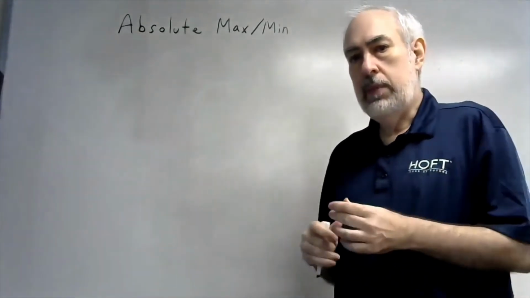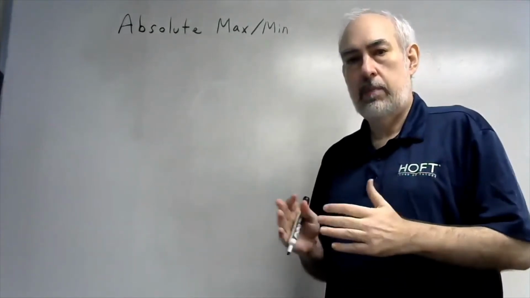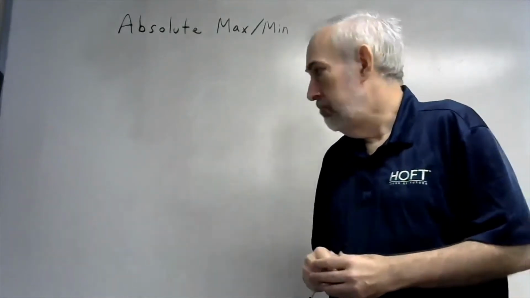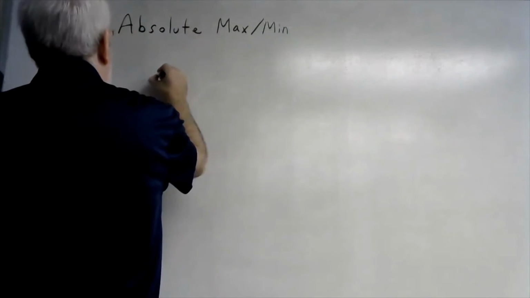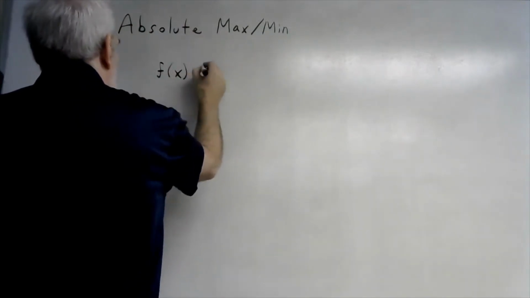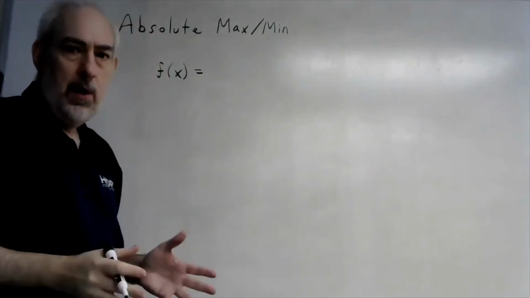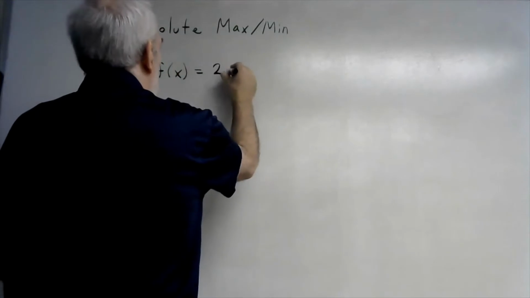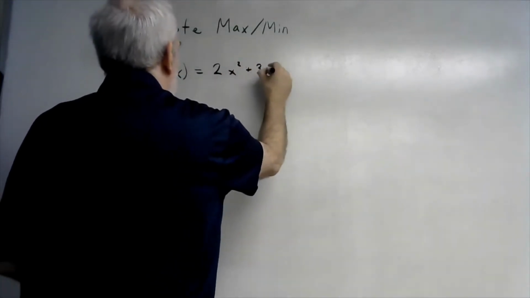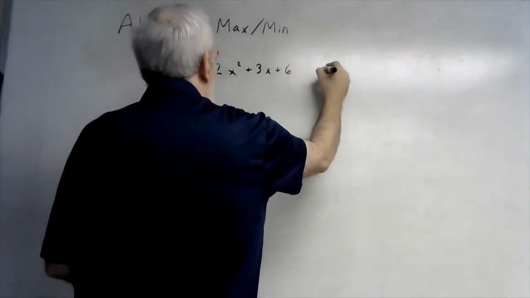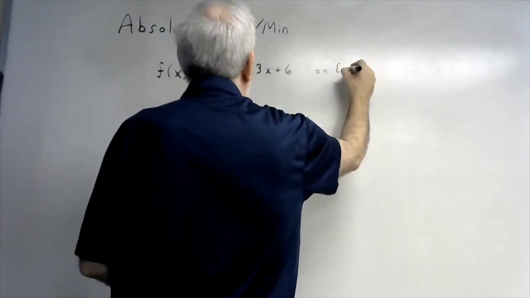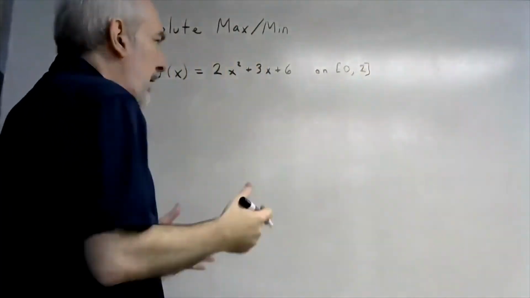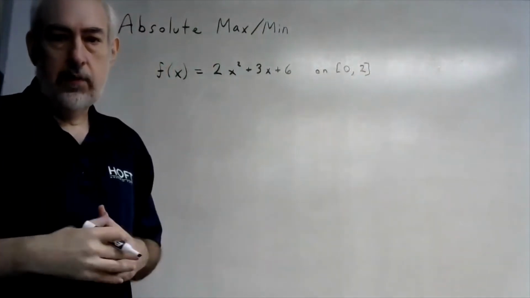Okay, so let me jump right in and set up a problem, and then I'm going to have to stop and explain what the process is going to be. So first, let's say we're going to be finding both the absolute max and absolute min of the function 2x squared plus 3x plus 6 on the interval 0 to 2. So find the absolute max and min of this function on the interval 0 to 2.